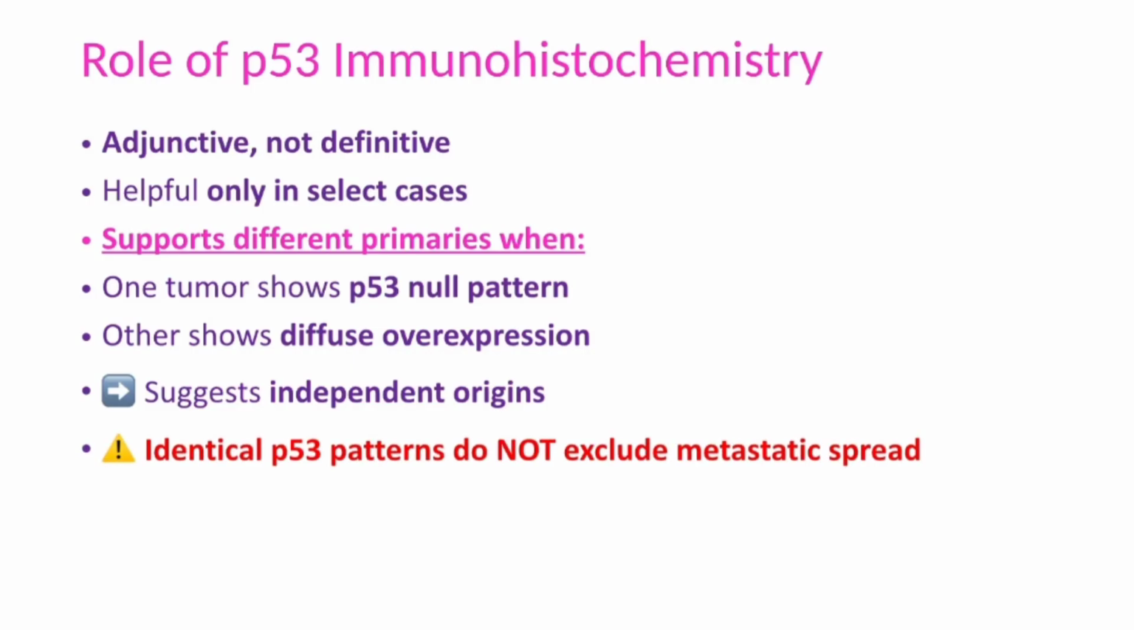So an identical P53 pattern does not exclude metastatic spread. So this is again one catch. Basically we have to look for all the features as well as IHC markers whenever we get uterine as well as ovarian serous carcinoma.